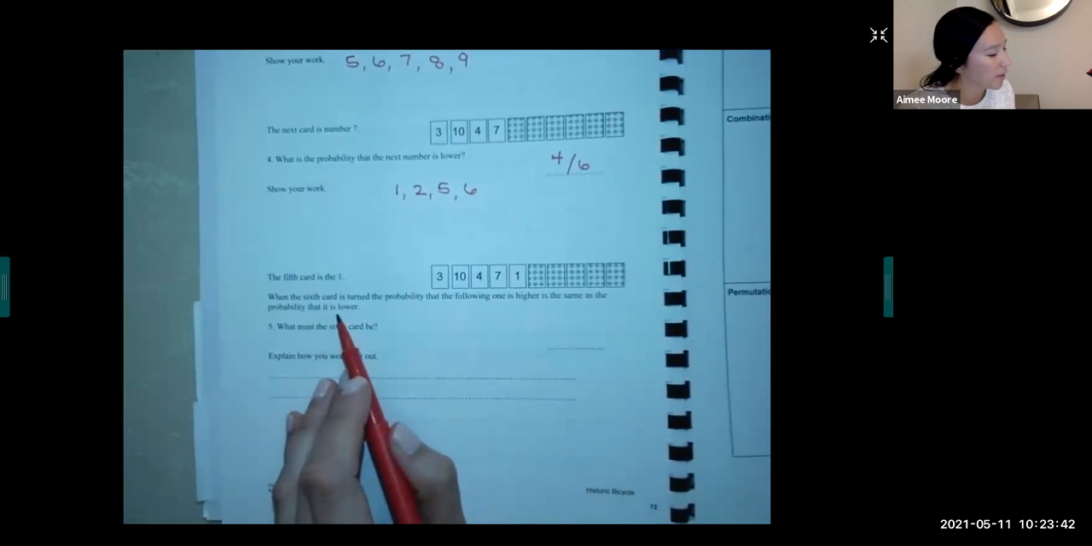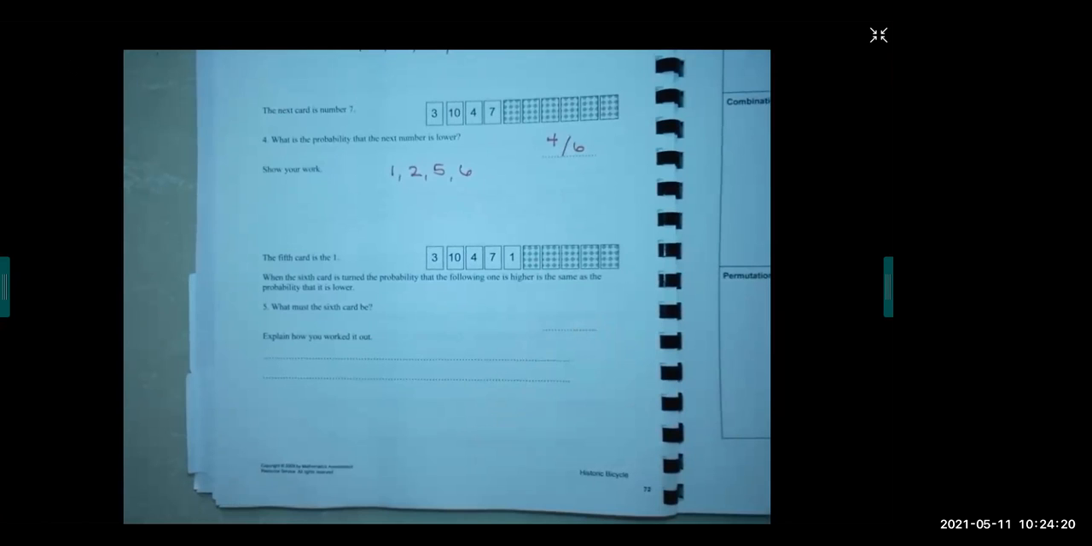All right, the fifth card is the 1. When the sixth card is turned, the probability that the following one is higher is the same as the probability that it is lower. What must the sixth card be? So whatever one comes here, there's 2 numbers that are going to be higher that will be left and 2 numbers that are lower that are left. Does anyone know what number it is then? Well, you can just guess. You can just pick a number.